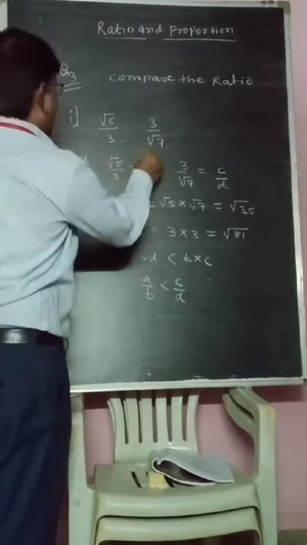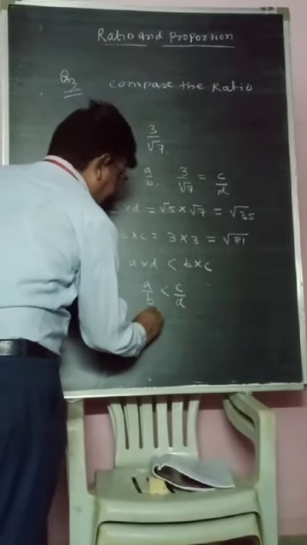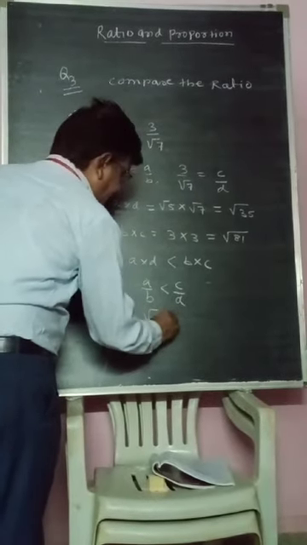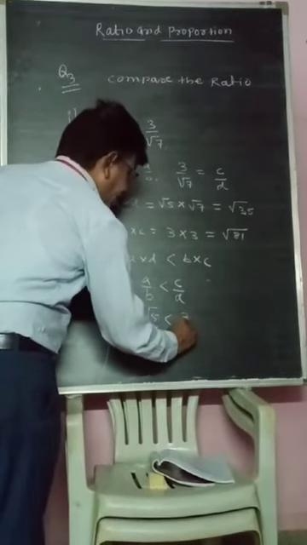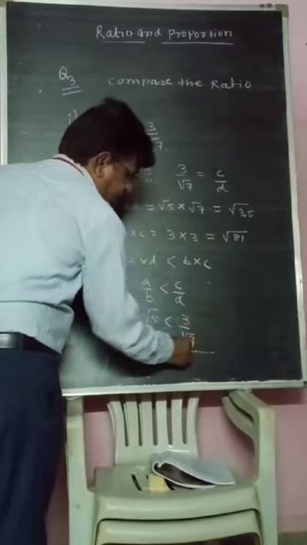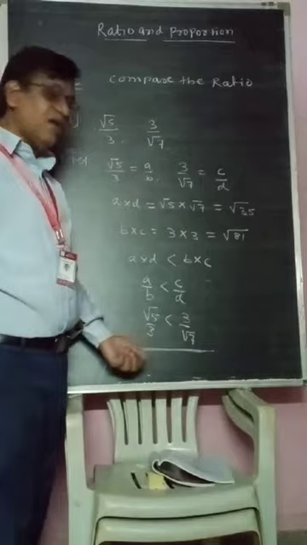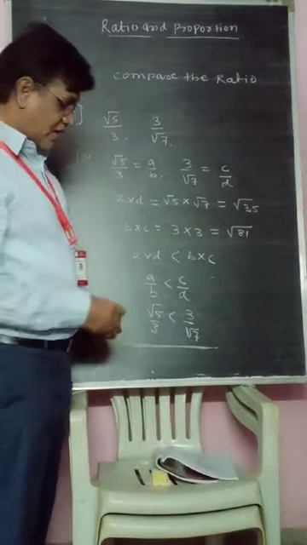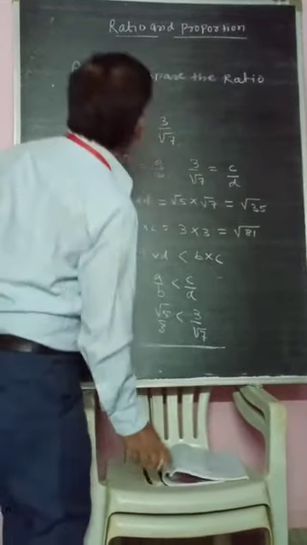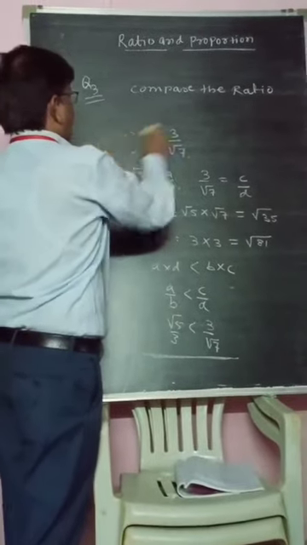Therefore a by b, which is root 5 by 3, is smaller than 3 by root 7. Means the second ratio is greater here and the first ratio is smaller. So in this way you can find out the greater and smaller ratios. Now come to the next, second question.